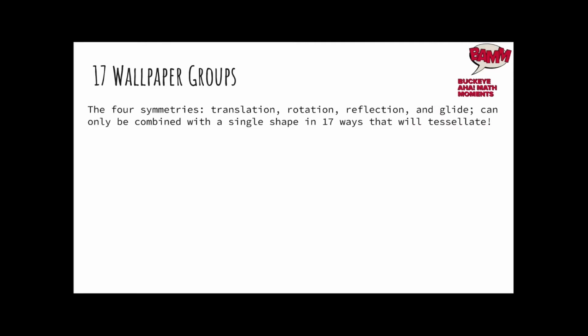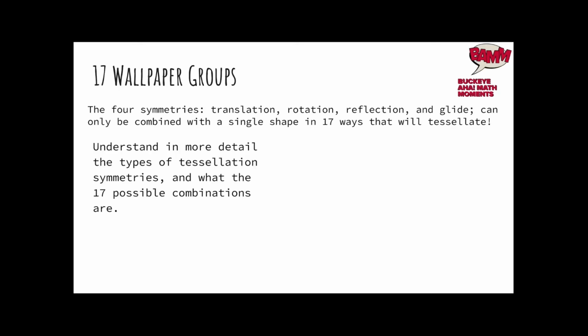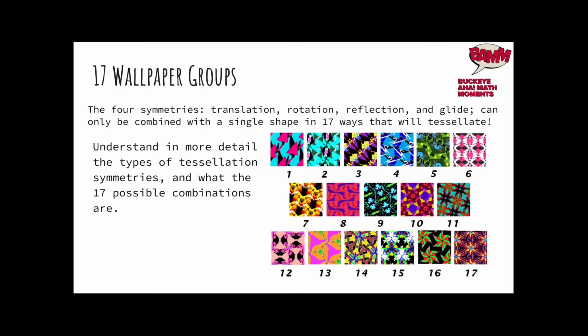You could also learn about something called the 17 wallpaper groups. So remember those 4 kinds of symmetries that we had for tessellations: translation, rotation, reflection, and glide symmetries. These can only be combined with a single shape in 17 ways that will tessellate. So you could understand in more detail what these symmetries are and what these 17 possible combinations are, and then either create or find examples of these 17 types.